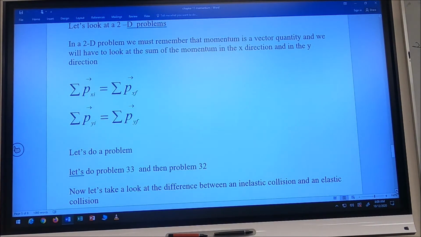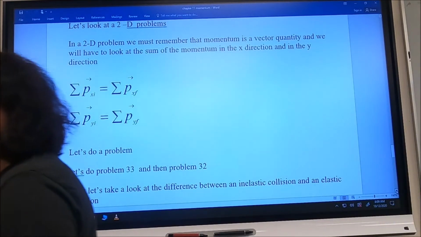Okay, in two-dimensional problems, we have to remember that momentum is a vector. And because it's a vector, we're going to need to look at the sum of the momentum in the x direction and the sum of the momentum in the y direction separately. So all this is going to require is for us to take our motion and think about dividing it up like we have in every other case that we've looked at where we've had 2D motion. We've got to look at the x motion and the y motion separately. Okay? So we're going to look at problems 33 and 32.